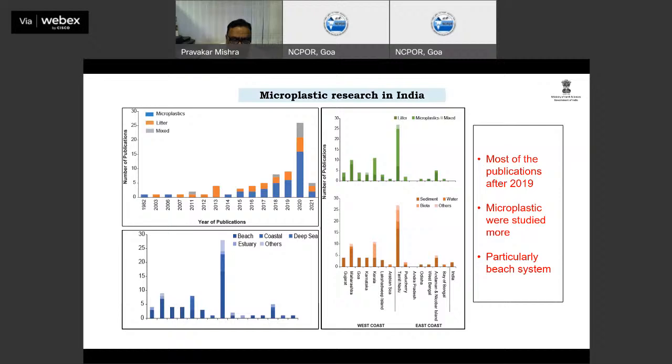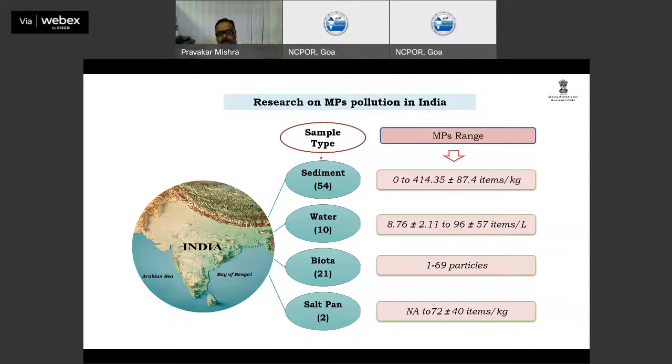And if you look at the entire scenario, like the sample type, here I have divided the entire data: there are 54 publications from sediment, 10 publications from water, 21 publications from biota, and 2 publications from the salt pan. You can see the number of plastic particles per kg of sediment is something around 0 to 415. Similarly, for water, 8 to 96, 97. So 1 to 69 particles in biota. Similarly, in the salt pan, there are items of around 70 per kg. So these are some of the range values, the baseline data we have right now.